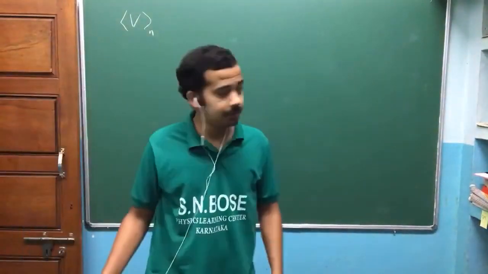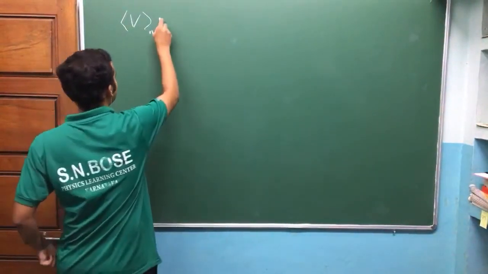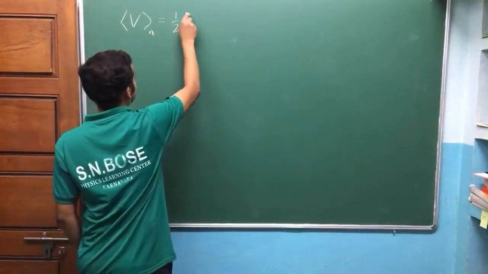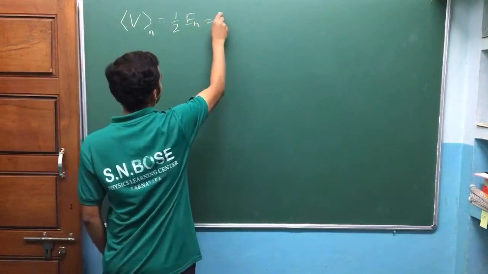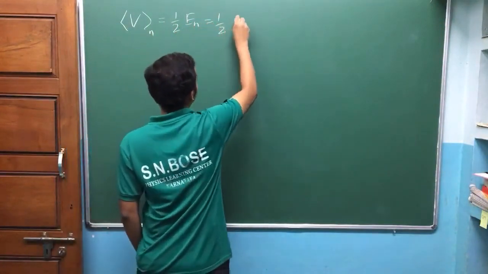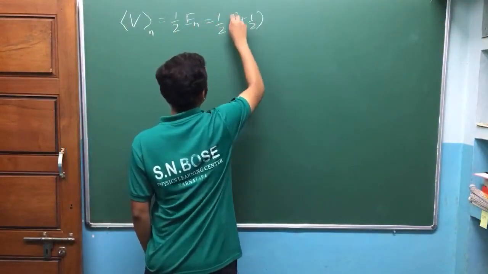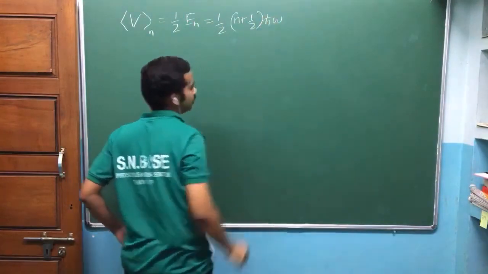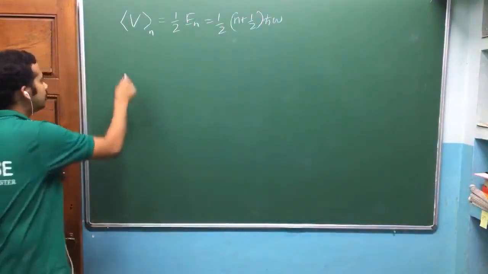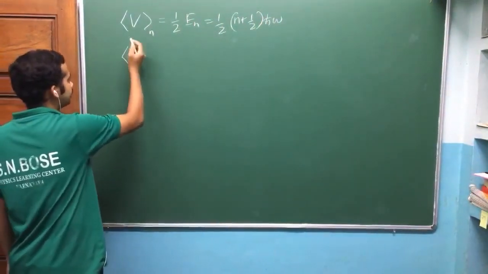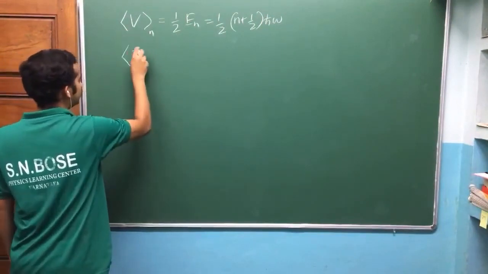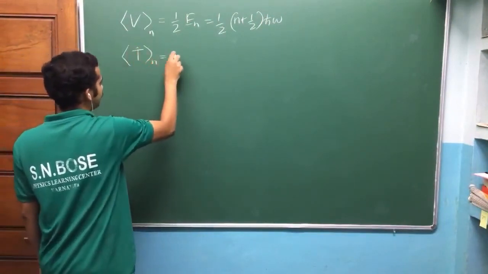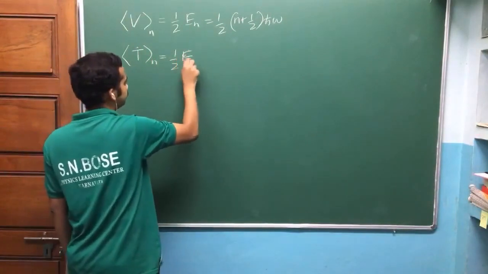Expectation V for the nth stationary state. What you got? Can I write it as half of En, or half of En plus half h bar omega, isn't it? So similarly, you can show that expectation T, kinetic energy, for the nth stationary state is equal to half of En.